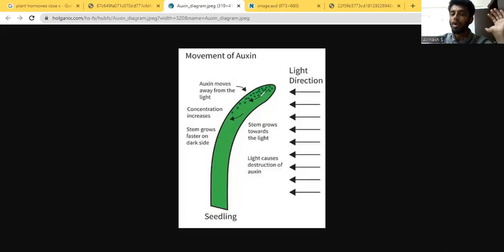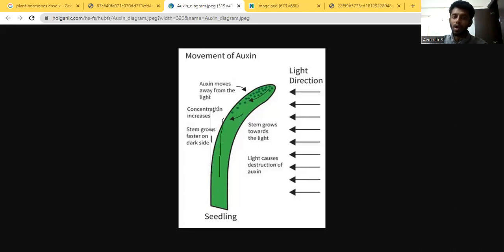So usually it is concentrated at the tip of the stem, but as soon as the light is incident during the daytime, all the auxin will start to hide themselves in the shady part. Shady means the opposite direction to the sunlight. They will go to the dark side and they will start to grow. So now we understand that this will start to grow. Right, so this will start to grow.